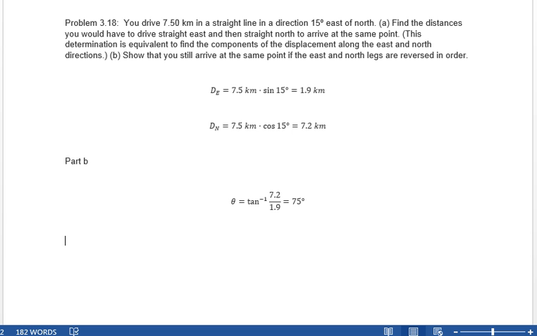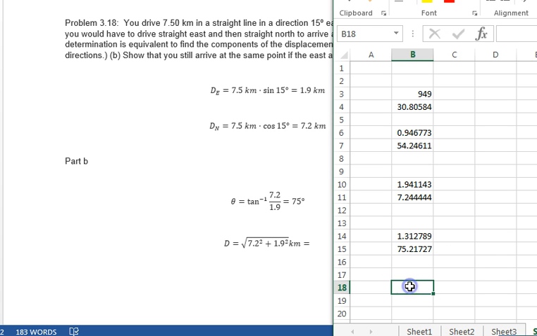And what is our distance going to be? The distance we travel is the square root of 7.2 squared plus 1.9 squared. I forgot my units, that's kilometers. So the square root of 7.2 squared plus 1.9 squared. I get 7.4 kilometers.